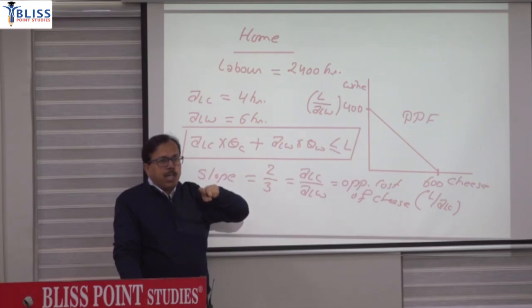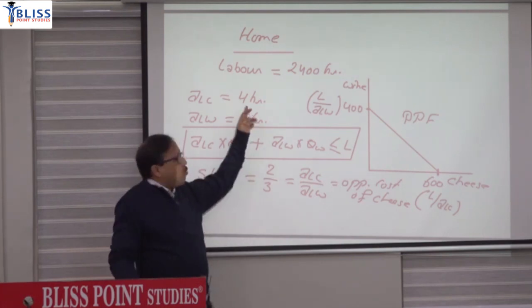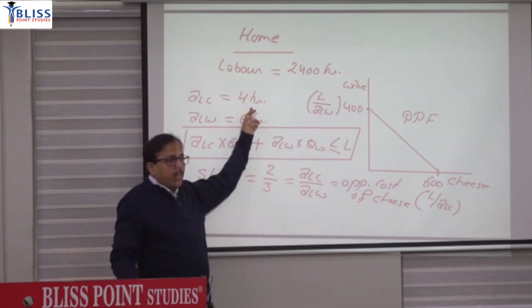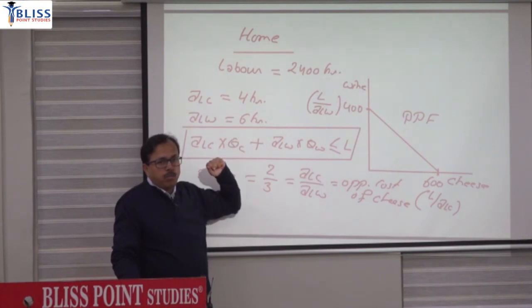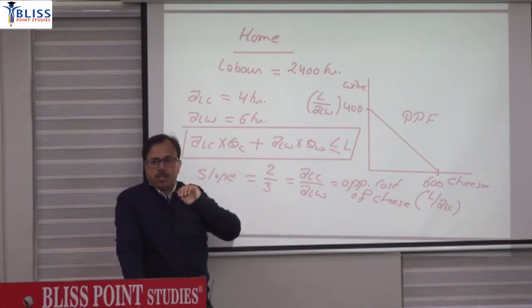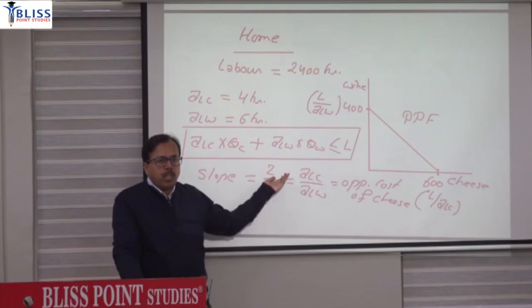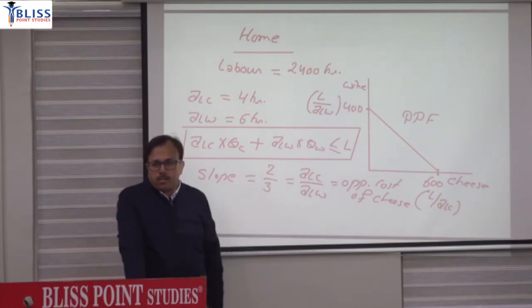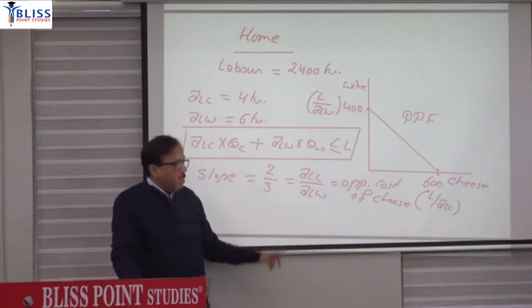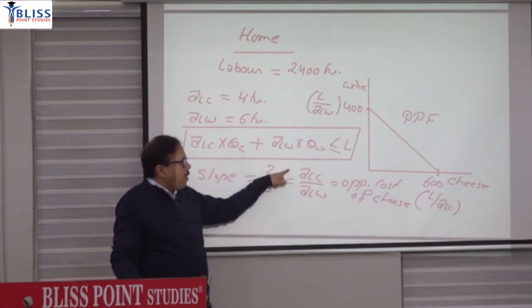एक एक्स्ट्रा यूनिट चीज बनाने के लिए कितना टाइम चाहिए? To produce 1 extra unit of cheese, you need how many hours? 4 hours. And in that 4 hours, how many units of wine can be produced? To produce wine, you need 6 hours. So in 4 hours, you can produce only 2/3. Clear?